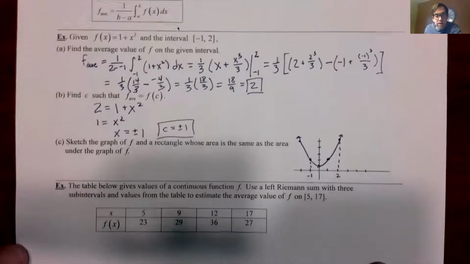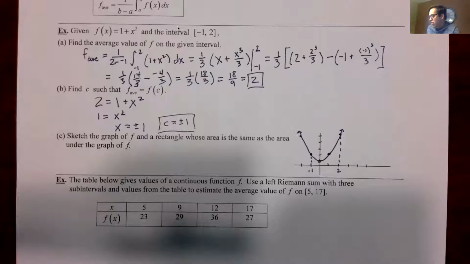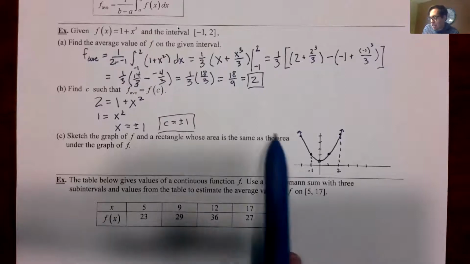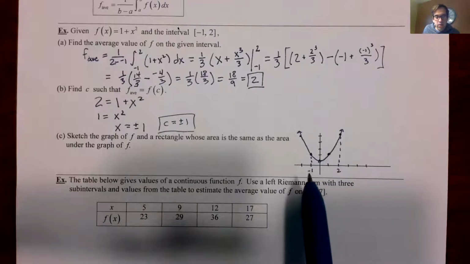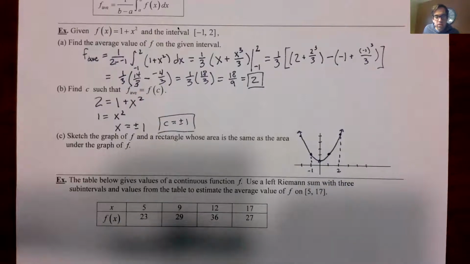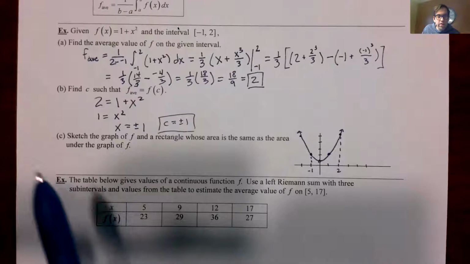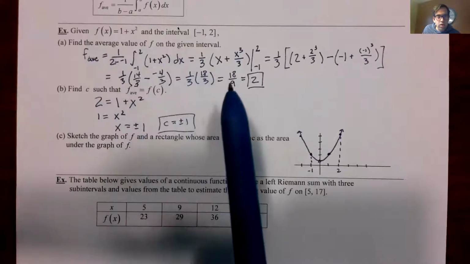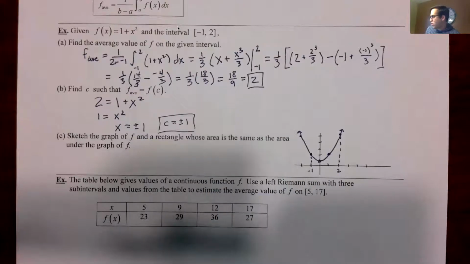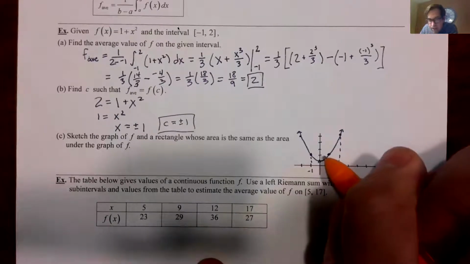And this is the part I really like, looking at this on the graph. On the graph, I sketched this function already. So 1 plus x squared, and the endpoints were -1 and 2. I drew vertical dotted lines there to show you that those are the endpoints of our interval. And we found that the average y value in this interval was 2. So what we should be able to do is draw a horizontal line with a y value of 2.